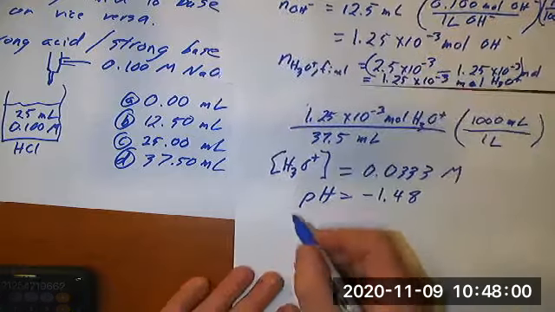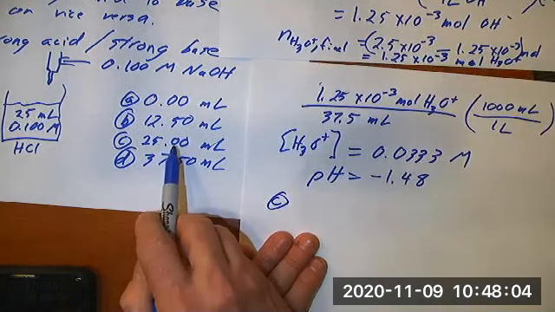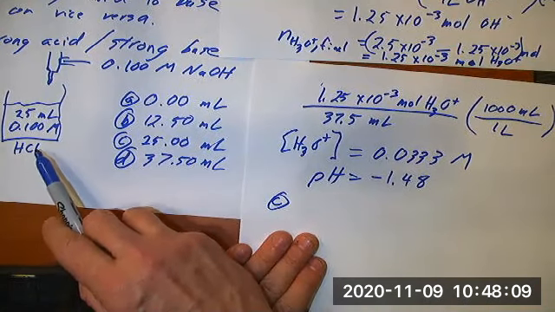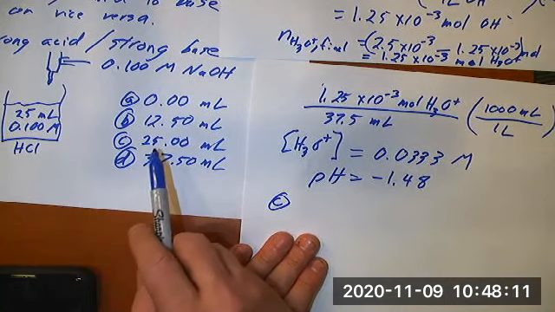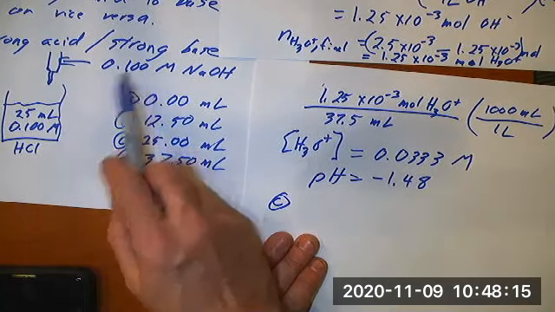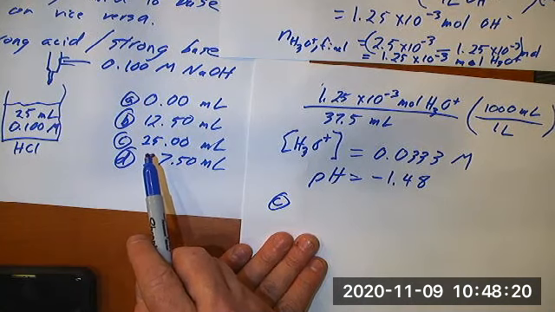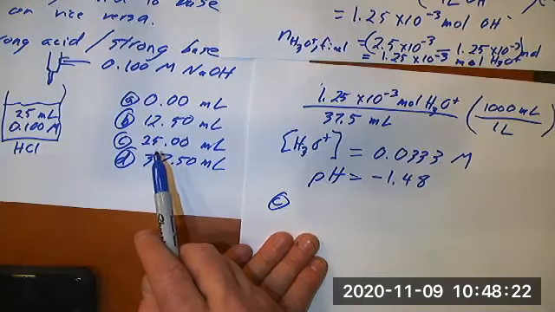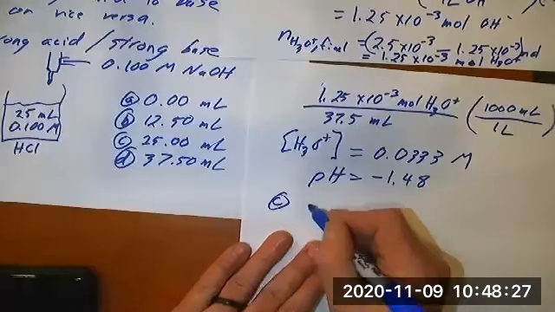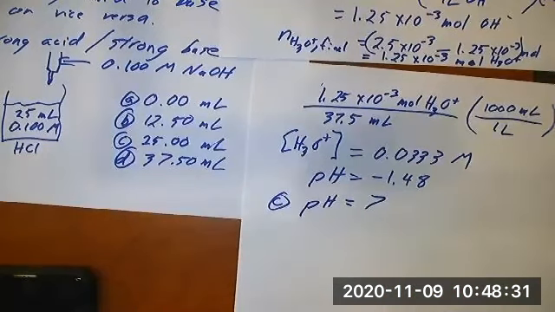Okay. Let's look at our case letter C, where we've added an equal amount of the sodium hydroxide as the hydrochloric acid. So this is equal both in terms of the volumes, but because the concentrations are also the same, that means we've added the same number of moles of hydroxide and hydronium. So that means we now have completely neutral water. And so we can just write down straight off the bat that our pH is going to be 7 for C.